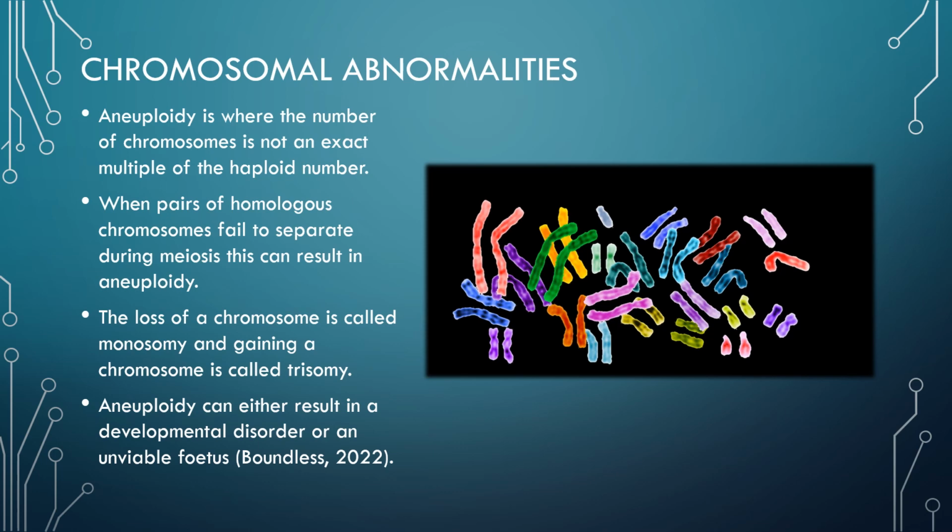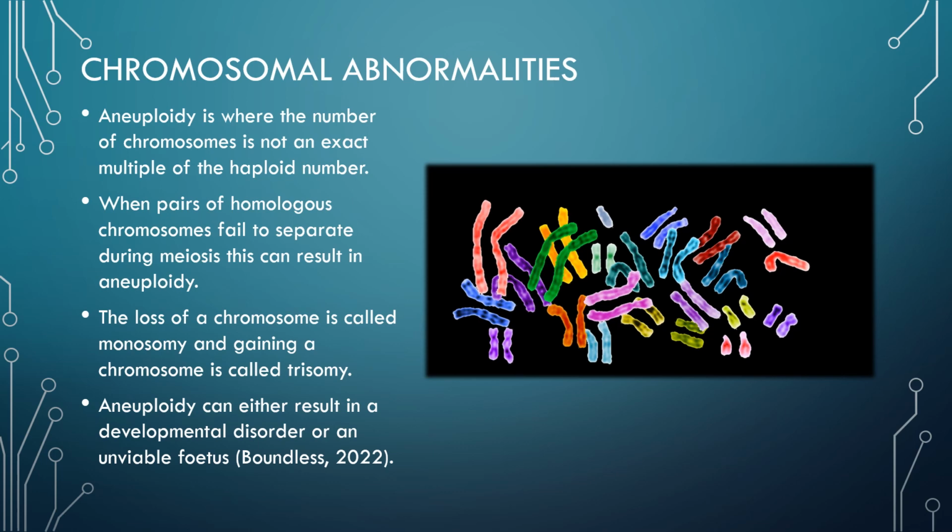Chromosomal abnormalities. Aneuploidy is where the number of chromosomes is not the exact multiple of the haploid number. Aneuploidy occurs during meiosis when pairs of homologous chromosomes fail to separate. The scientific term for this is non-disjunction. The loss of a chromosome is called monosomy, whilst gaining a chromosome is called trisomy.